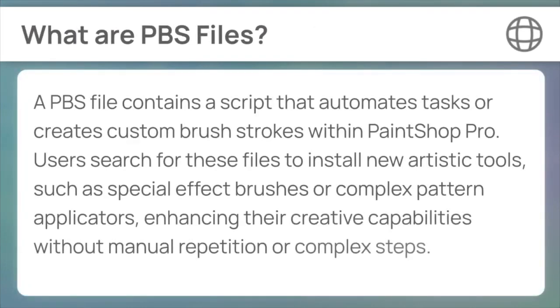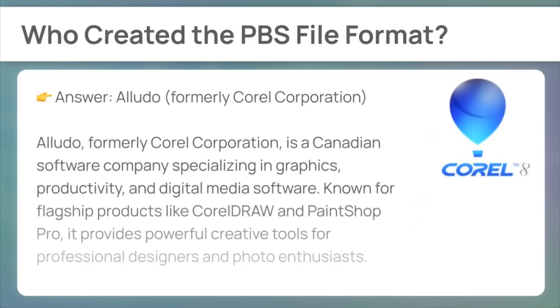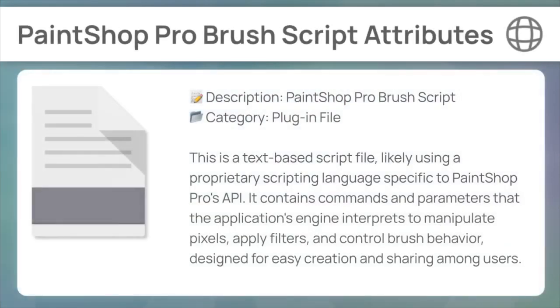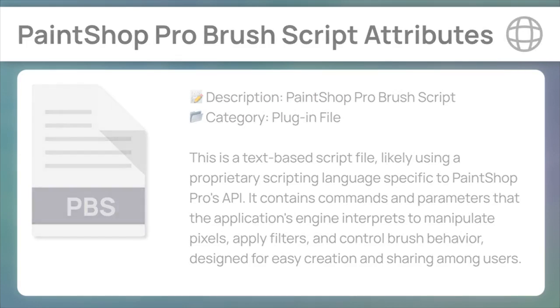A PBS file contains a script that automates tasks or creates custom brushstrokes within PaintShop Pro. Users search for these files to install new artistic tools, such as special effect brushes or complex pattern applicators, enhancing their creative capabilities without manual repetition or complex steps. This is a text-based script file, likely using a proprietary scripting language specific to PaintShop Pro's API. It contains commands and parameters that the application's engine interprets to manipulate pixels, apply filters, and control brush behavior, designed for easy creation and sharing among users.